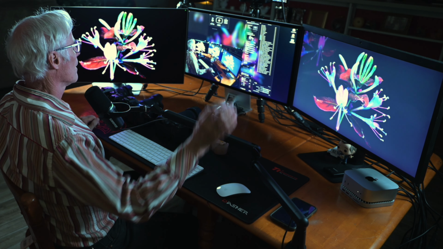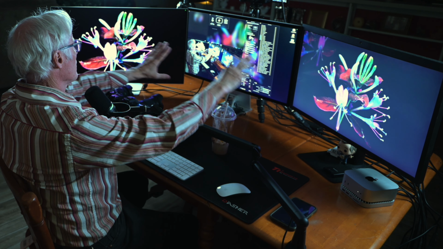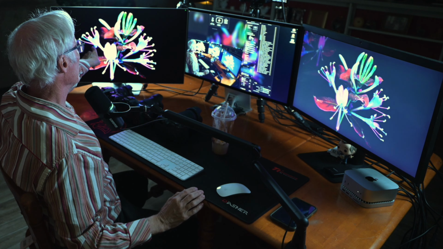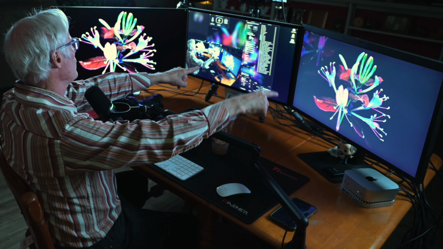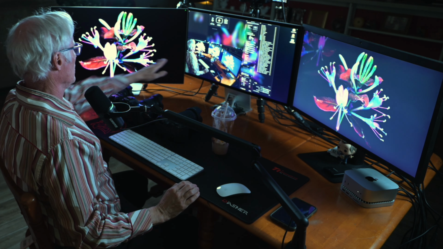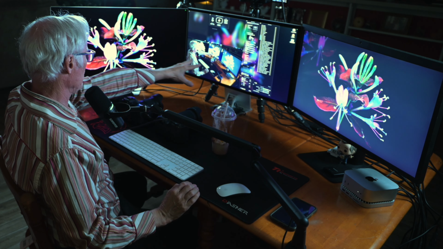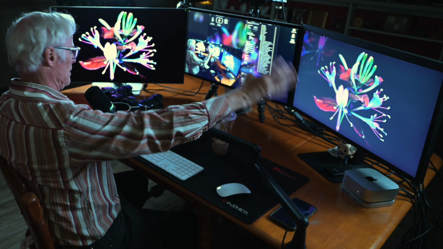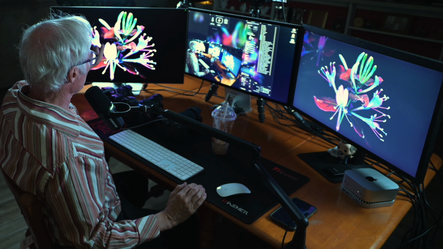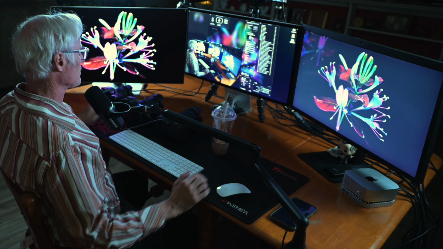So, three monitors, okay? Two 5K, one 4K. This is a 32 inch. These are 27 inches, okay? You see my Command Central ACAM Live. This is my share monitor. This is my internet monitor, okay?